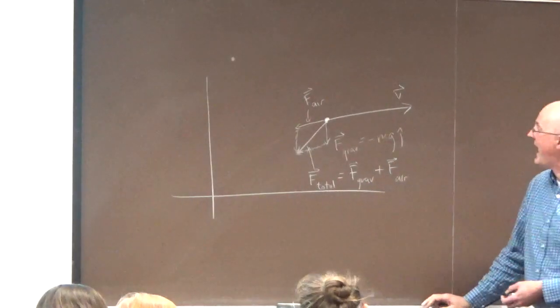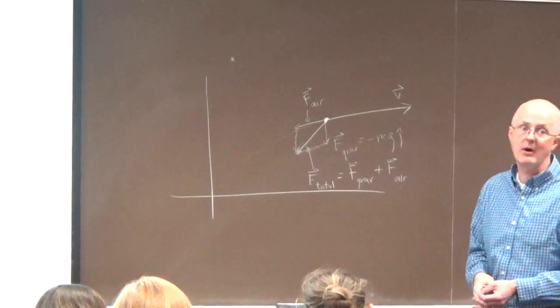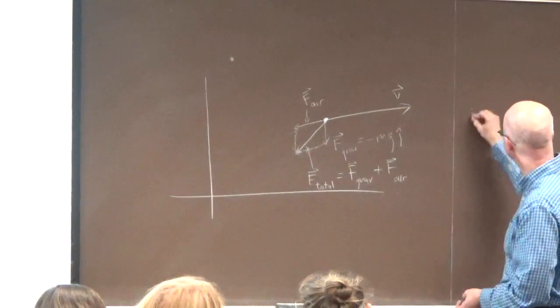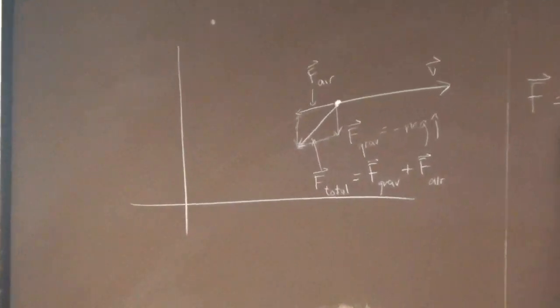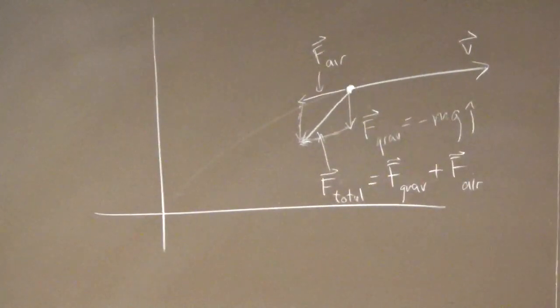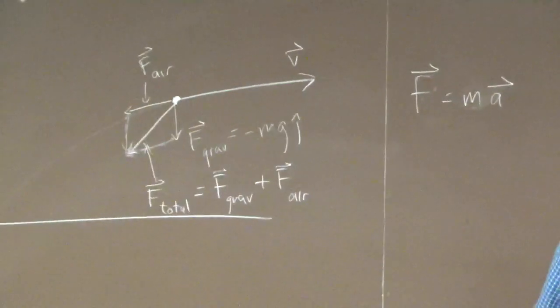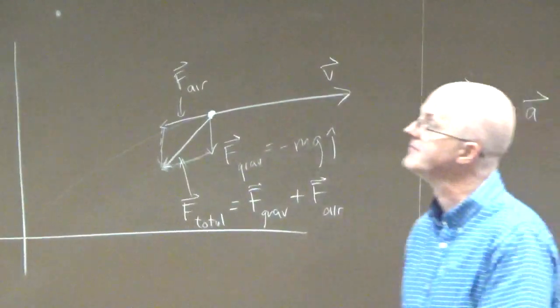Okay? And so that has a definite effect on the motion. Newton's second law turns out to be F equals ma, where a is a vector as well as F. That's still true in vector form, it turns out.